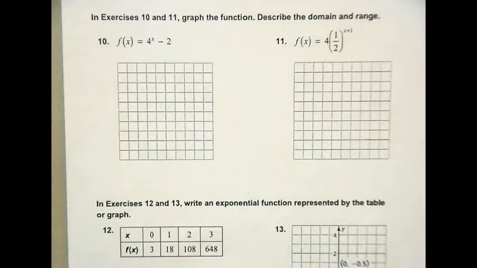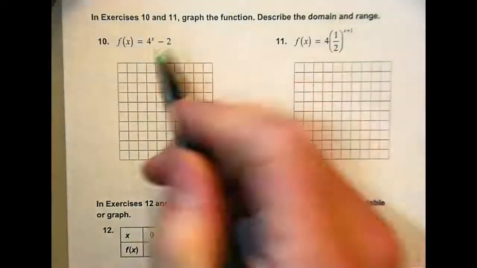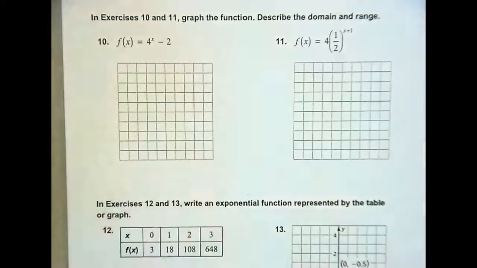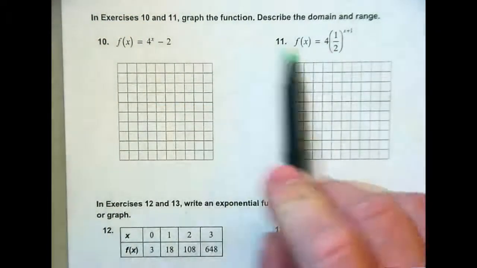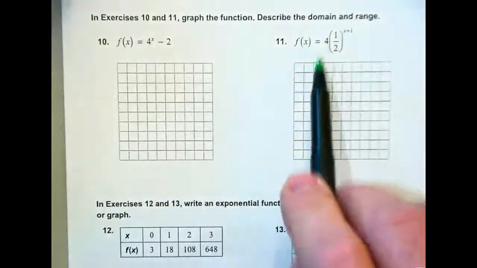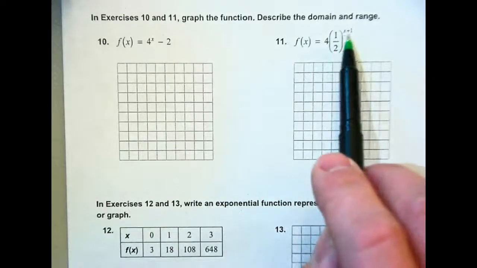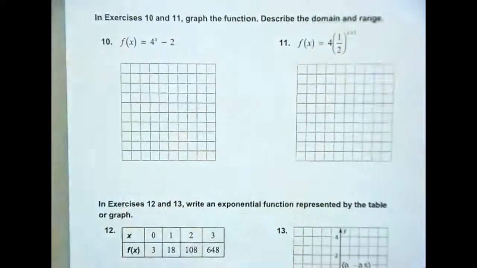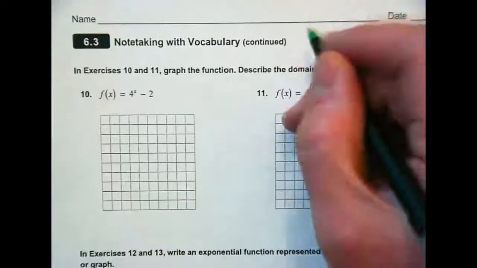Okay, so we're on page 182. All right. So number 10 and 11, we put those extra values in there. Number 10, f of x equals 4^x minus 2. And 11, f of x equals 4^(x+1), with this x plus 1 up here. So what we need to do is look at this other way to write this.